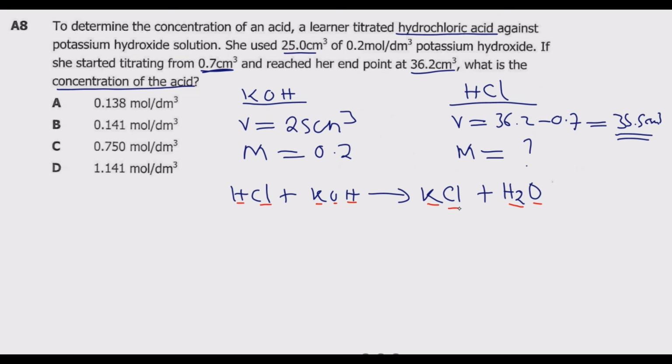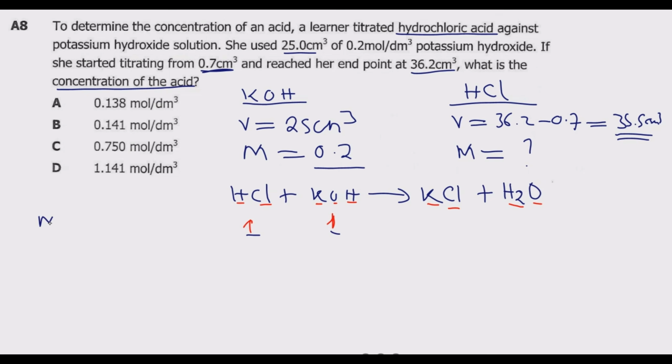Chlorine 1, 1. So it is a balanced equation. So we have a mole ratio of 1 to 1. So we can now easily find the concentration of hydrochloric acid using two methods. I'm going to give you two methods, then you are going to choose which one is quicker. Using the mole ratio, we need to find the number of moles that are in potassium hydroxide.